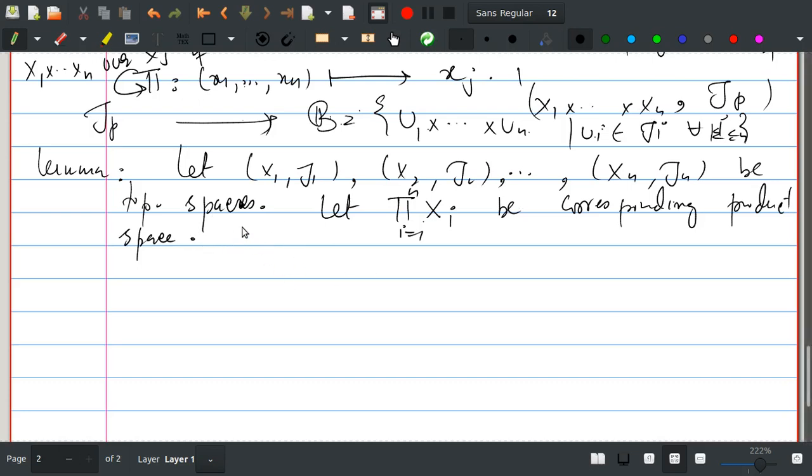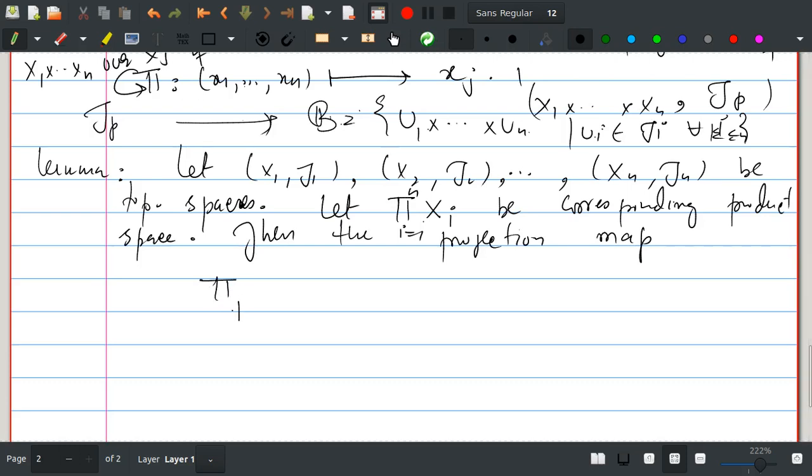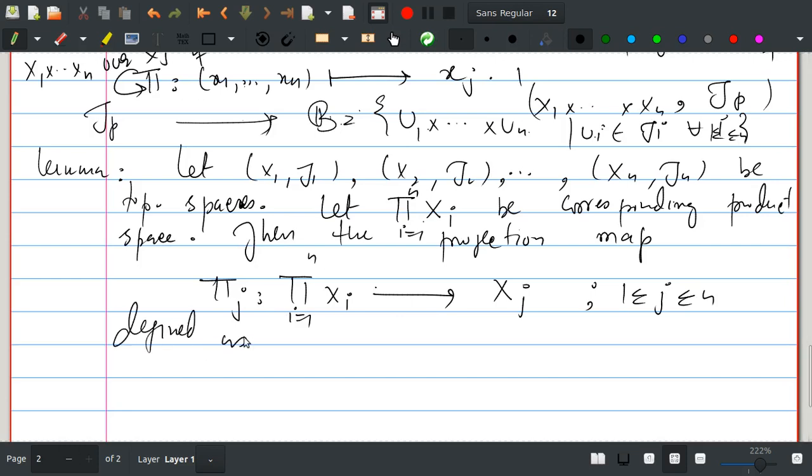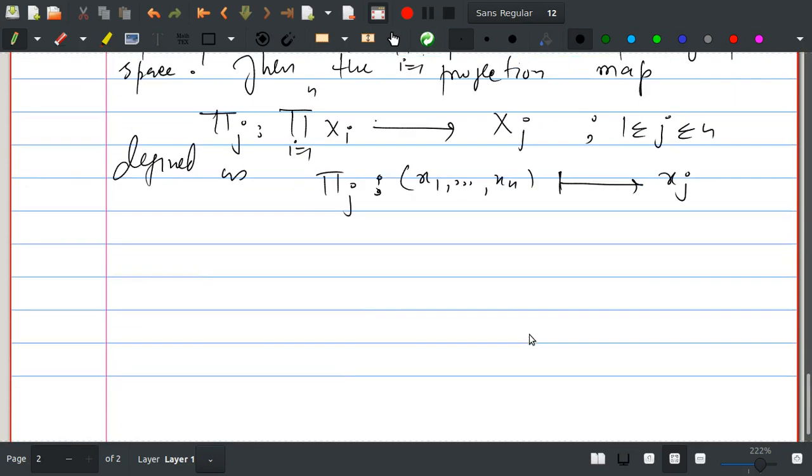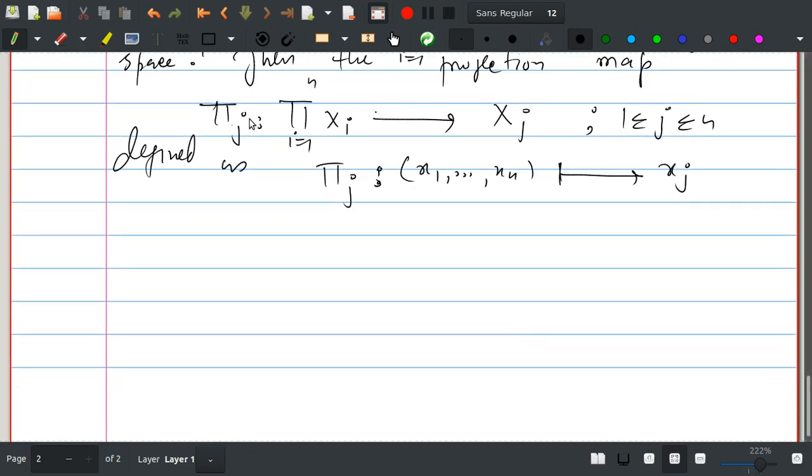So what is our claim? We claim that the projection map pi j from this product space, the product of xi from 1 to n, to xj, where 1 is less or equal to j is less or equal to n, defined as pi j takes an element here, which is an n tuple, and maps this n tuple to its jth component, is a surjective continuous open mapping.